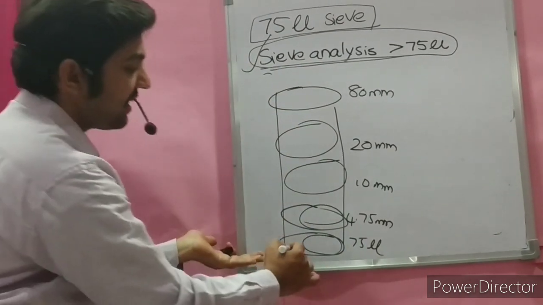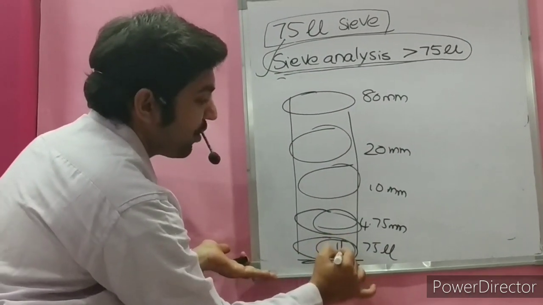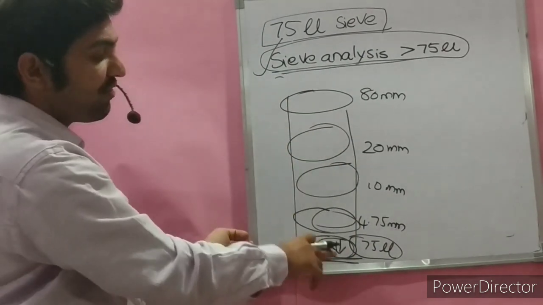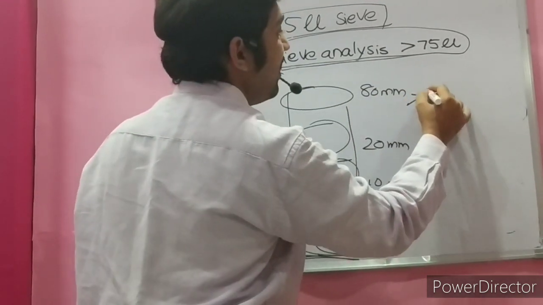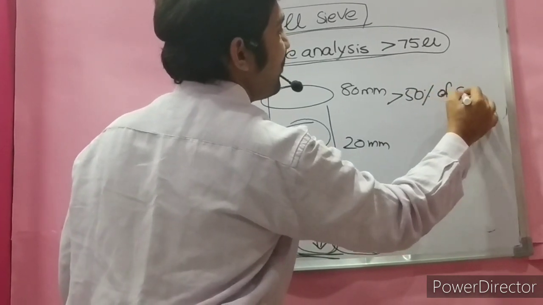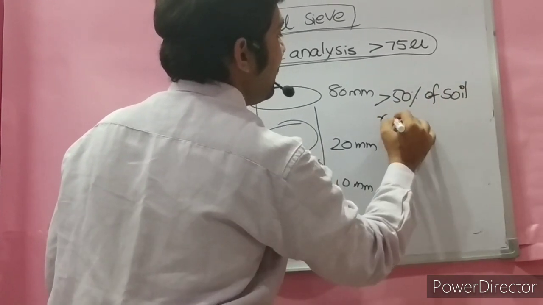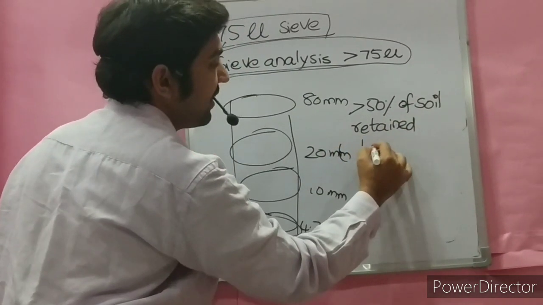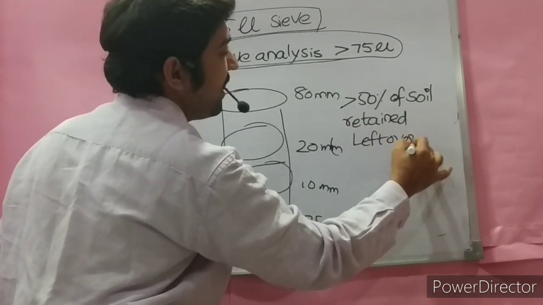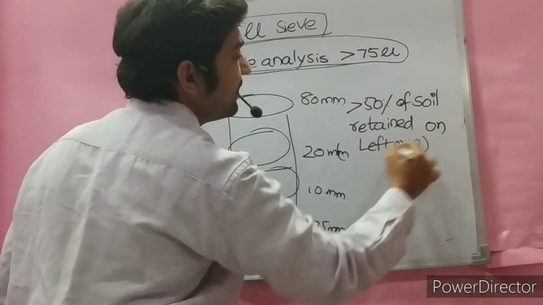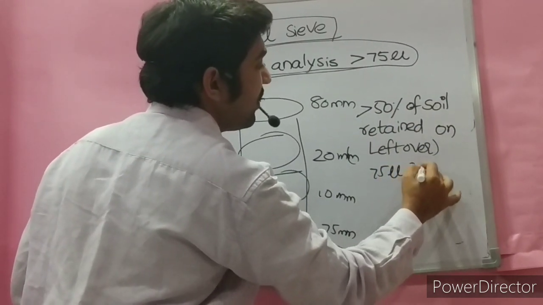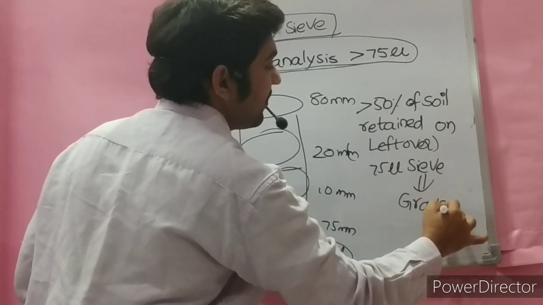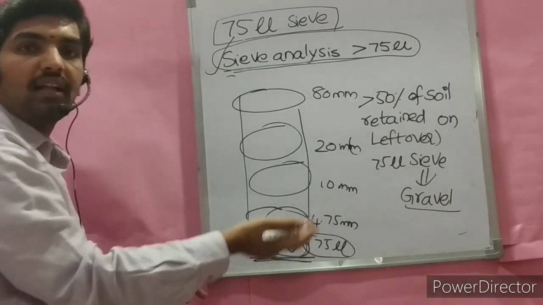Then you check how much is retained. How much portion is retained on the 75 micron sieve? We will calculate. Retained means left over. If more than 50% of the soil is retained on the 75 micron sieve, we call it gravel. If it is passing, we call it sand.